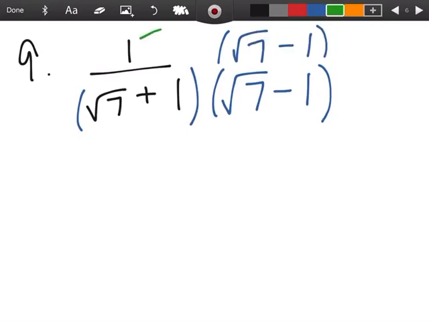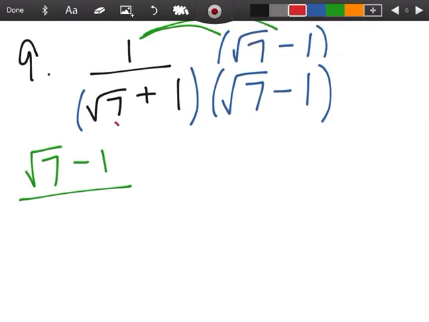In the numerator, I'm distributing a 1. So 1 times root 7 is root 7. Distributing a 1 doesn't change anything. 1 times a negative 1 stays minus 1. In the denominator, however, I've got some FOILing to do. So I'm going to take this one step at a time.